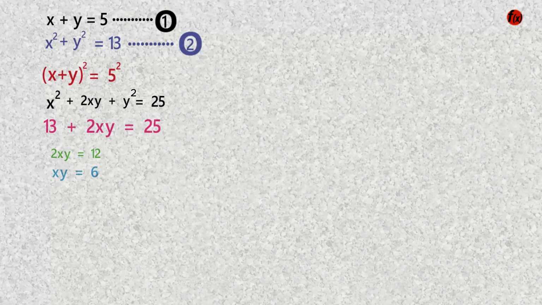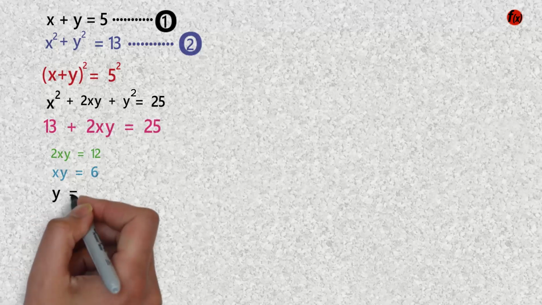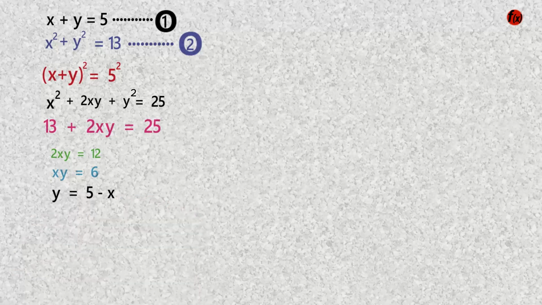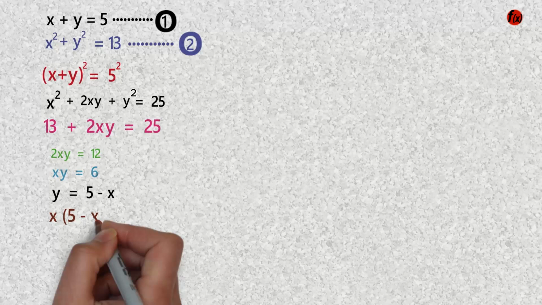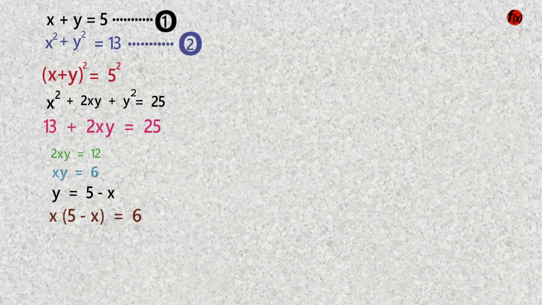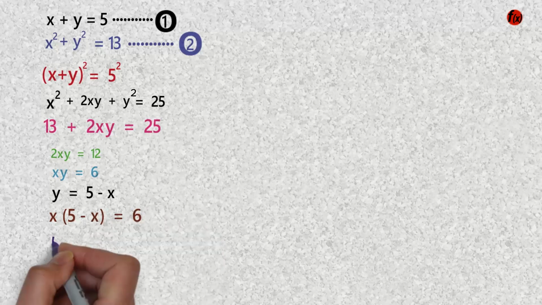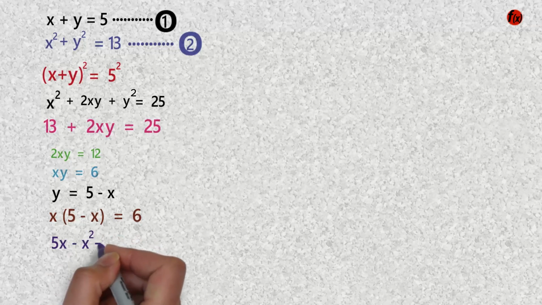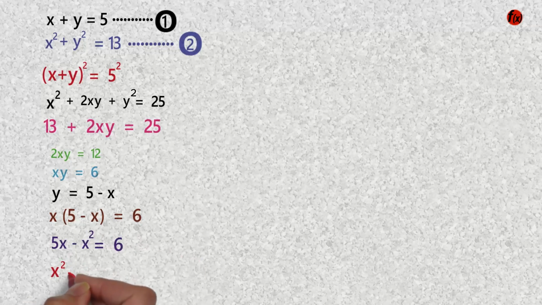Now, we can use the first equation to express y in terms of x. y = 5 - x. Substituting this expression into the equation xy = 6, x(5 - x) = 6. Expanding and rearranging, 5x - x² = 6, so x² - 5x + 6 = 0.